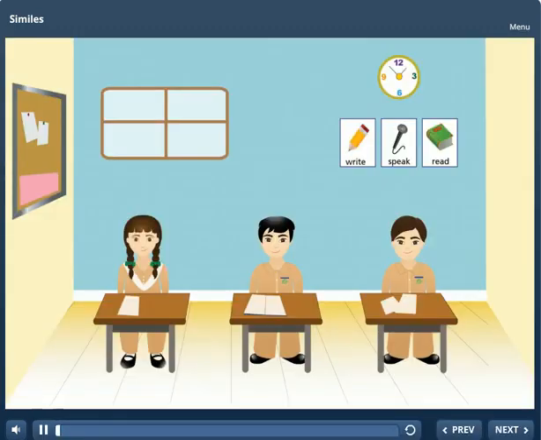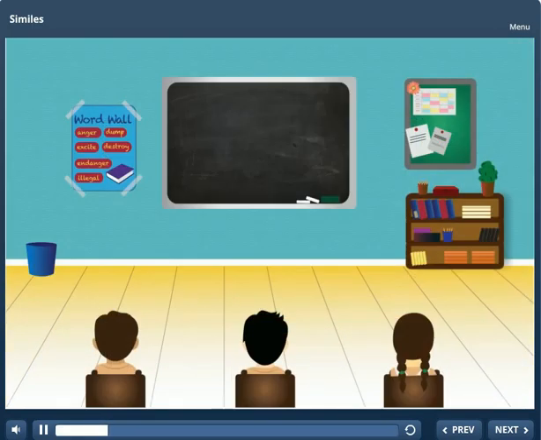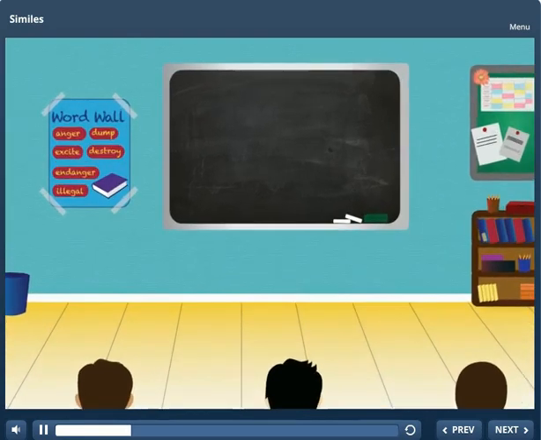Write the definition of similes on the board and explain it by giving examples using adjectives that the children are familiar with to describe objects around the classroom. For example, the board is as black as coal. That is, it is very black.